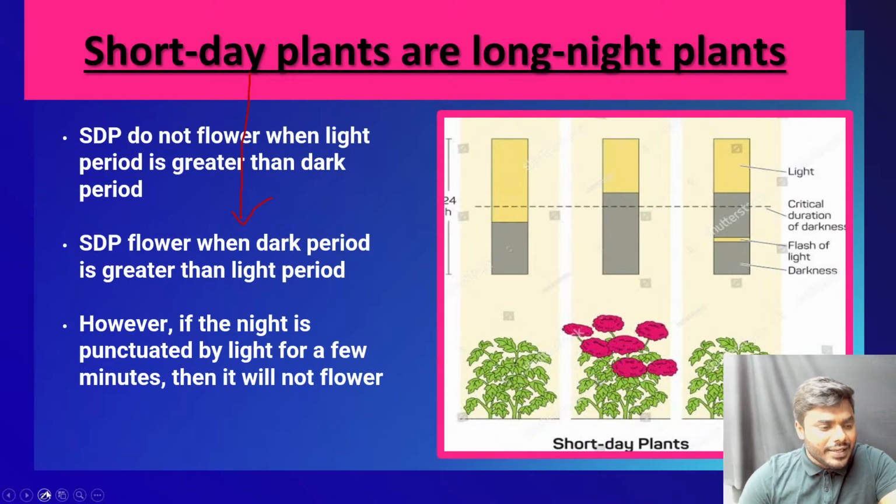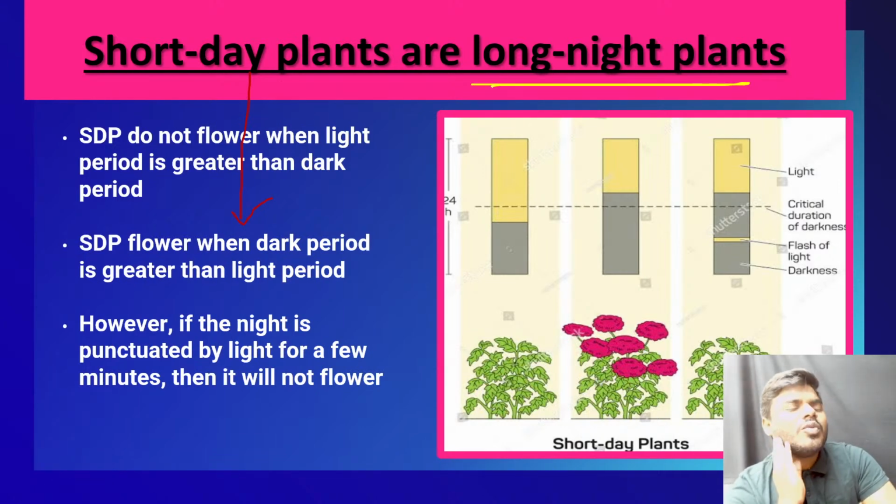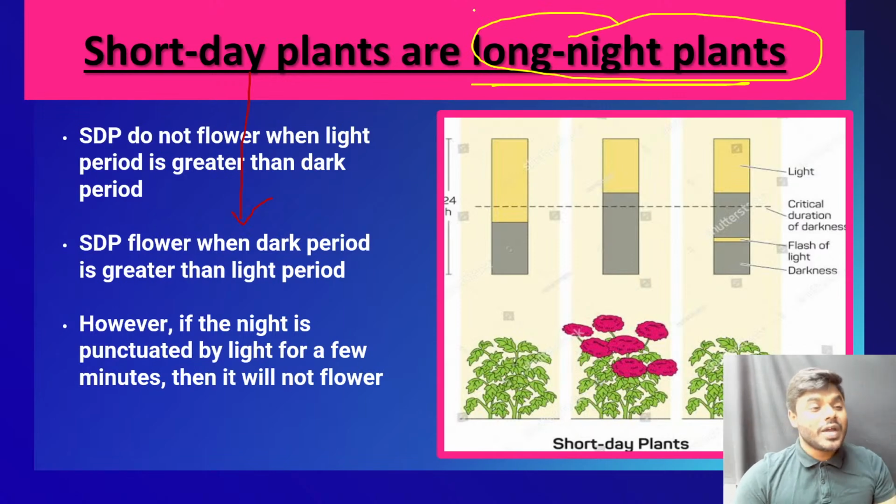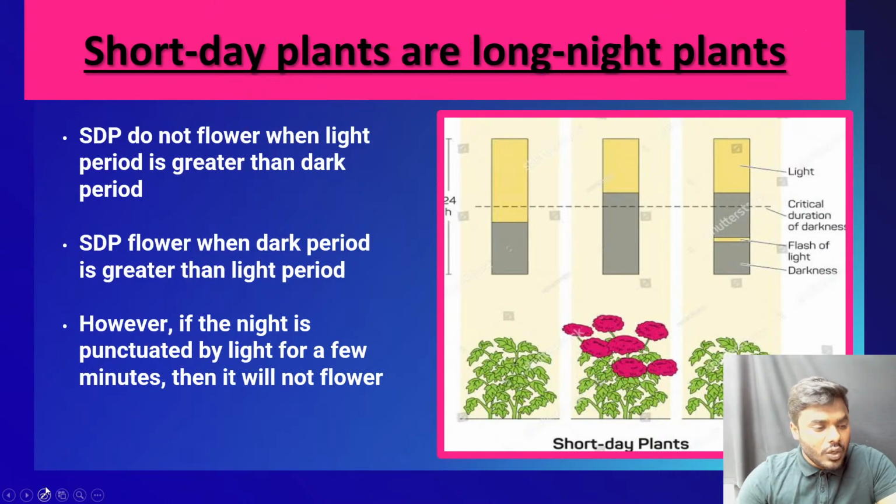Short day plants are long night plants. What do you mean by that? What do you mean by saying the short day plant is the long night plant? It means they require more night length when compared to the daylight. So every student, please kindly look into the pictures very carefully. Here the yellow color you can see, that is the day length. The black color you can see, right, that is the night length.